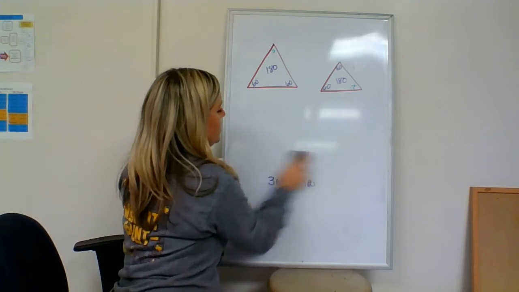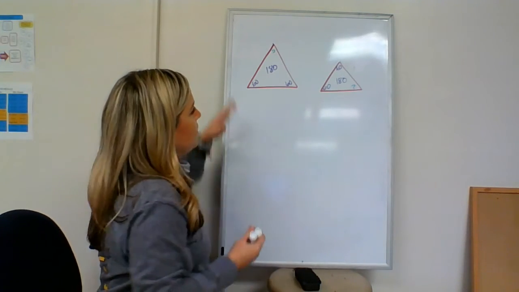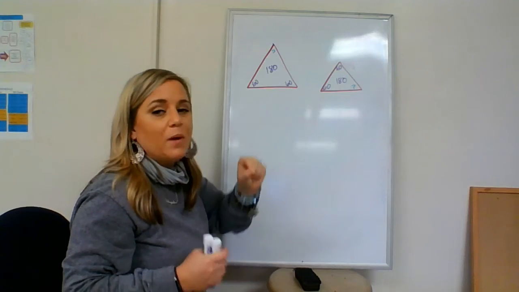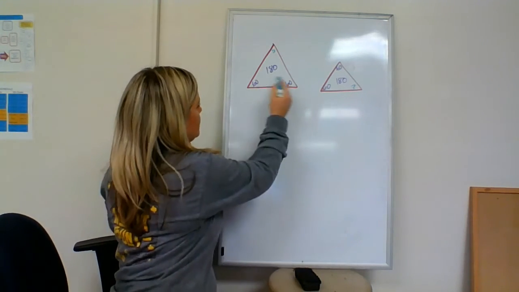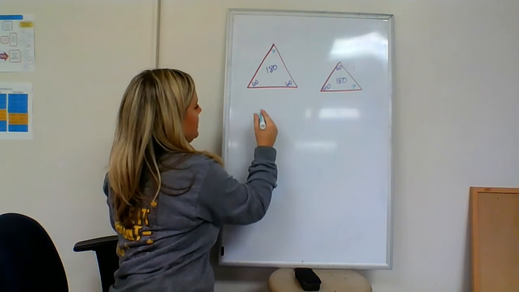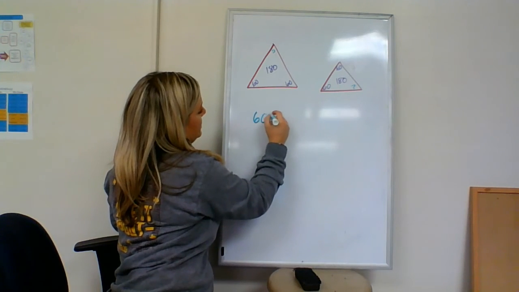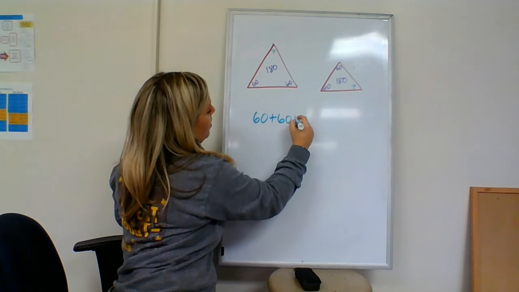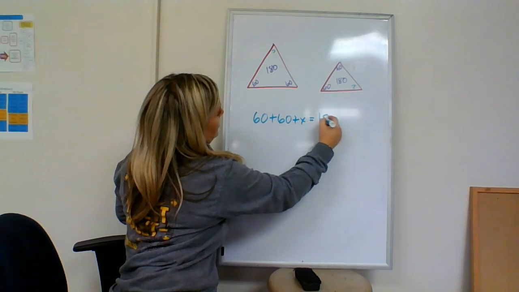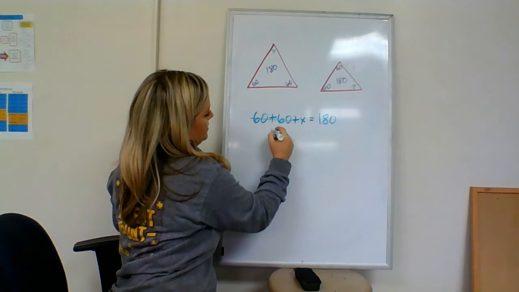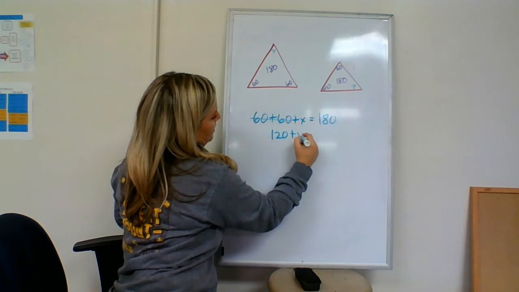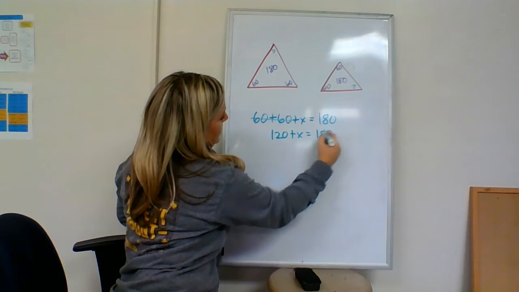All right, so we have to figure out if the corresponding angles are congruent. They have to be equal. We know this is 60, this is 60, and we don't know what that is. I'm just going to do all the steps. We know that this x has to be 60. Well, what's 60 plus 60? 120 plus x equals 180.